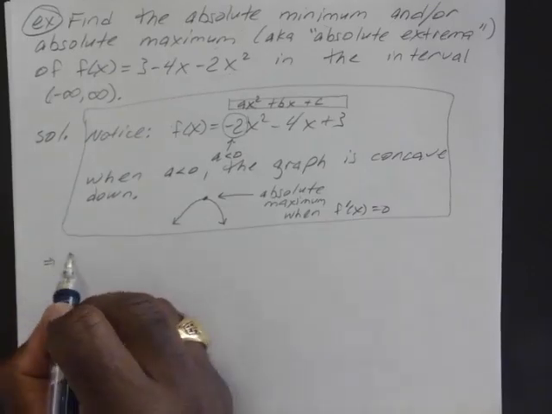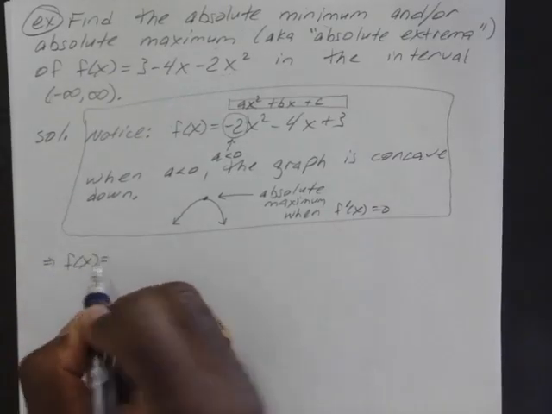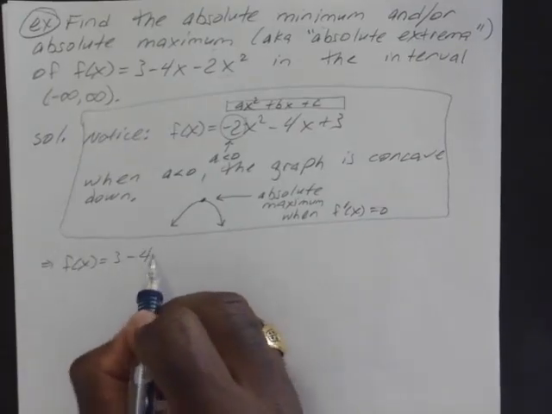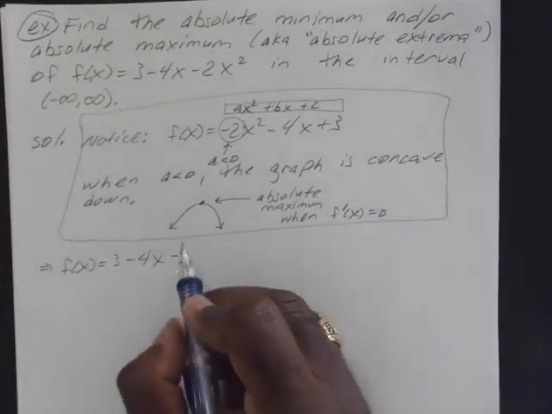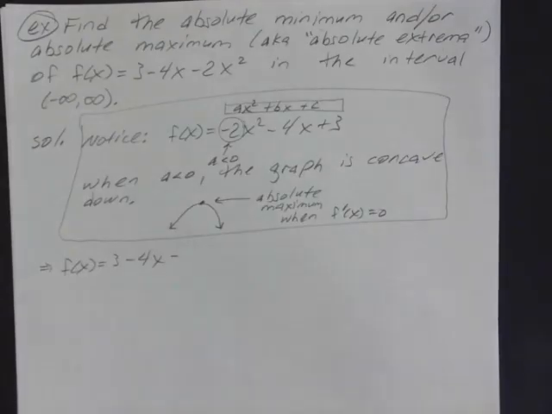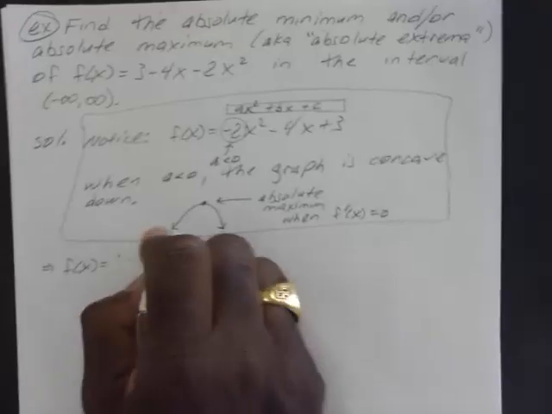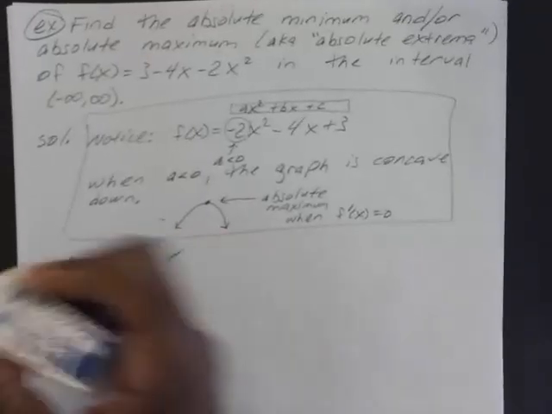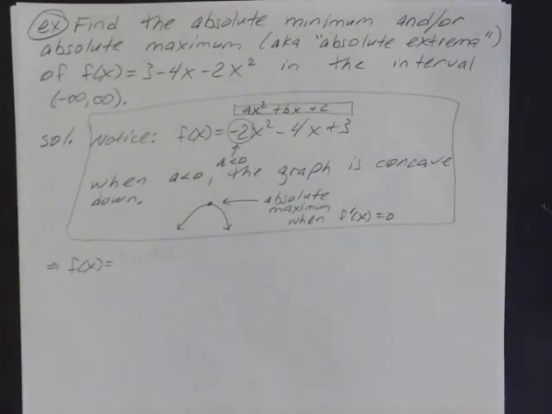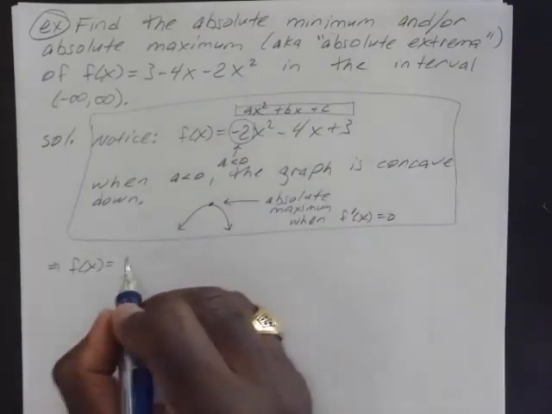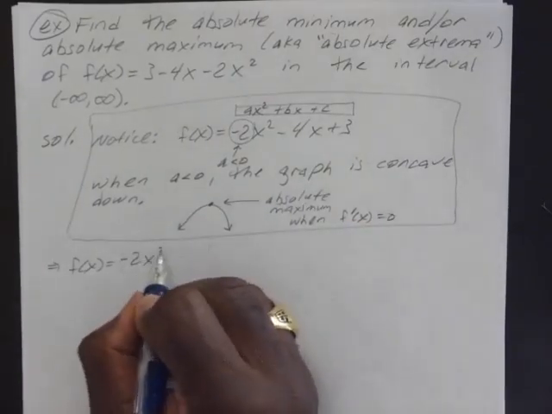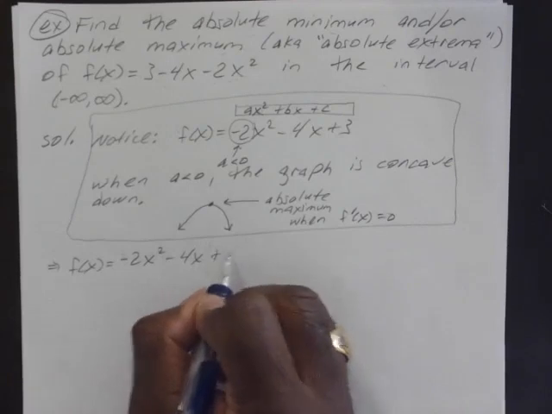Okay, so we know that if f of x is equal to 3 minus 4x minus 2x squared. Actually, I'll write it in the descending order form. That one just looks better. Even though it doesn't matter as far as the answer goes, I just like the way that one looks. So negative 2x squared minus 4x plus 3.